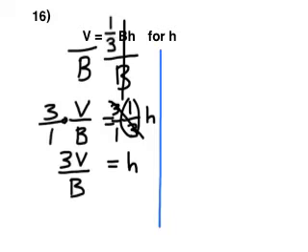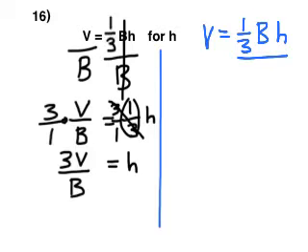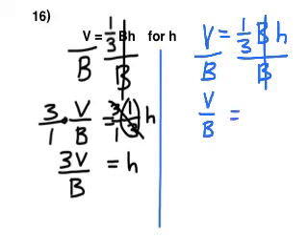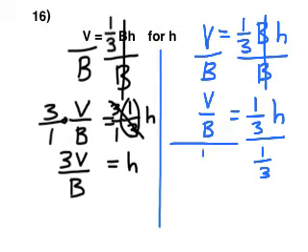I know what some people are saying is that, well, can't we just divide by 1/3? Sure, we can divide by 1/3, that's fine, as long as we do it to both sides. So we start out with V equals 1/3 BH for H. Okay, so divide by B again, divide by B. So now we have V over B equals 1/3 H. Okay, let's divide both sides by 1/3. Okay, the 1/3 cancel out and gives us h.